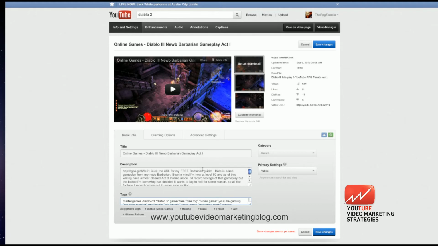For example, I have Barbarian Guide appearing here, Act 3 Inferno Mode, Record Footage, Gameplay, and Level 60. These are all phrases that people search for, so I put them in the form of sentences and paragraphs. I could probably be a lot better with this particular one. I only have like a paragraph here. I've been kind of lazy, and that's why I only have 634 views on it. But I have other videos that are very popular that I have done this with.